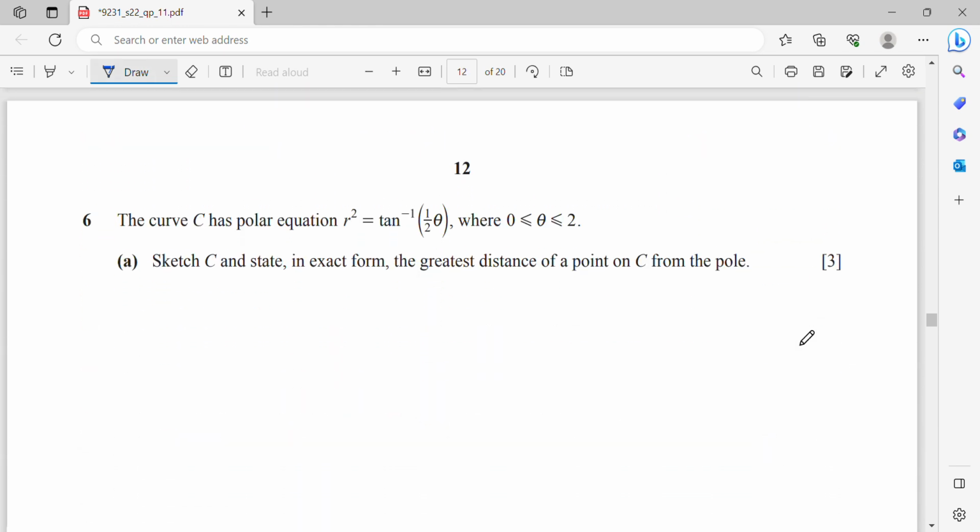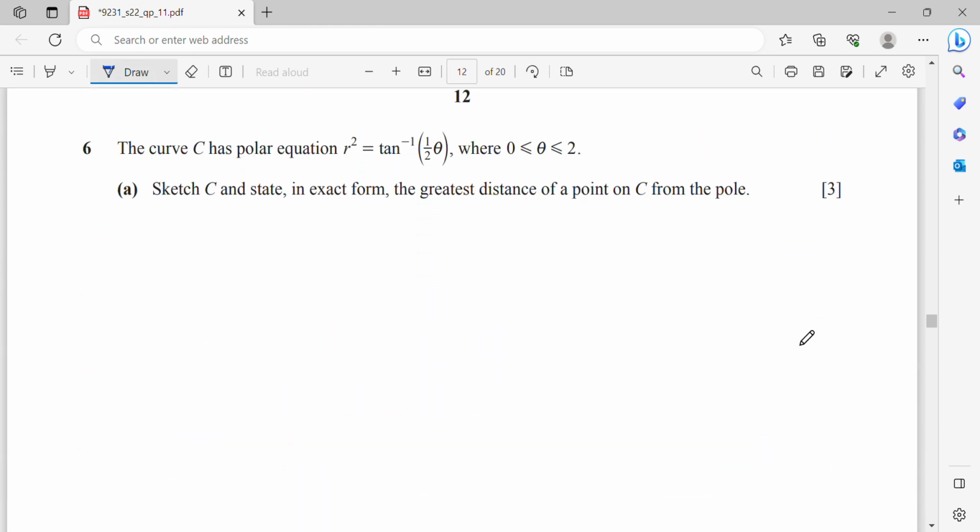Right, so now for number 6, the curve C has polar equation r squared equals arctangent of half theta, where theta is defined from 0 to 2, inclusive of both. Now A, sketch C and state in exact form the greatest distance of a point on C from the pole.